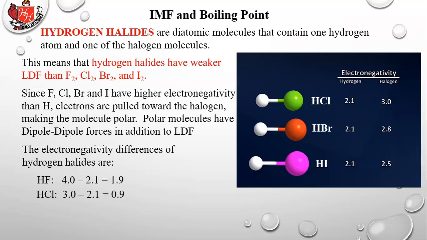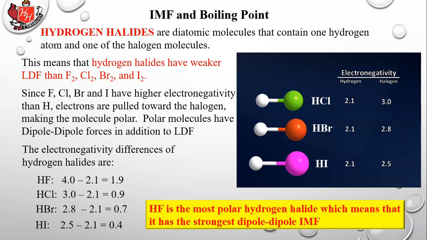If we go down the periodic table, HCl is 3. The electronegativity for chlorine is 3, minus 2.1 for hydrogen is 0.9. So it has weaker dipole-dipole forces because it's less polar. Go down one more, HBr, 2.8 minus 2.1 is 0.7, so it has weaker dipole-dipole forces yet again. And finally, HI has the weakest dipole-dipole forces because it only has a 0.4 difference in electronegativities between iodine and hydrogen. Hydrofluoric acid is the most polar hydrogen halide, which means that it has the strongest dipole-dipole intermolecular forces.